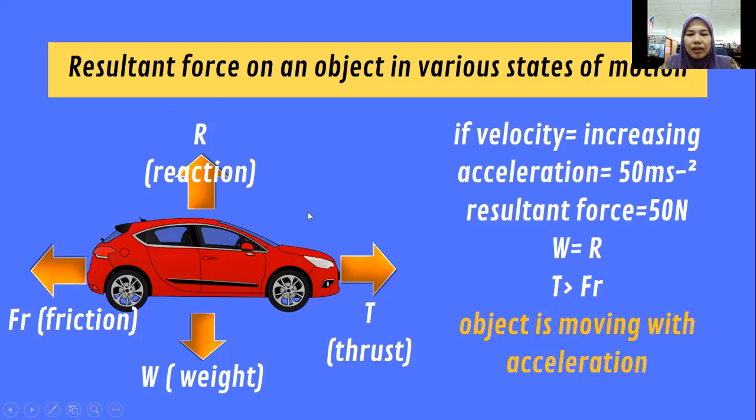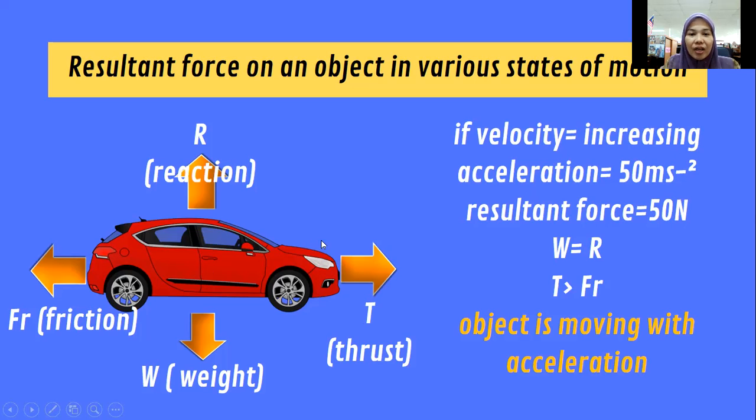Okay, and next situation, if velocity is increasing, for example, acceleration is equal to 50 meter per second square, resultant force is equal to 50. That means if the object accelerates, we can automatically predict the thrust is greater than friction. That's why the object can accelerate. The object only accelerates if the thrust is greater than friction.